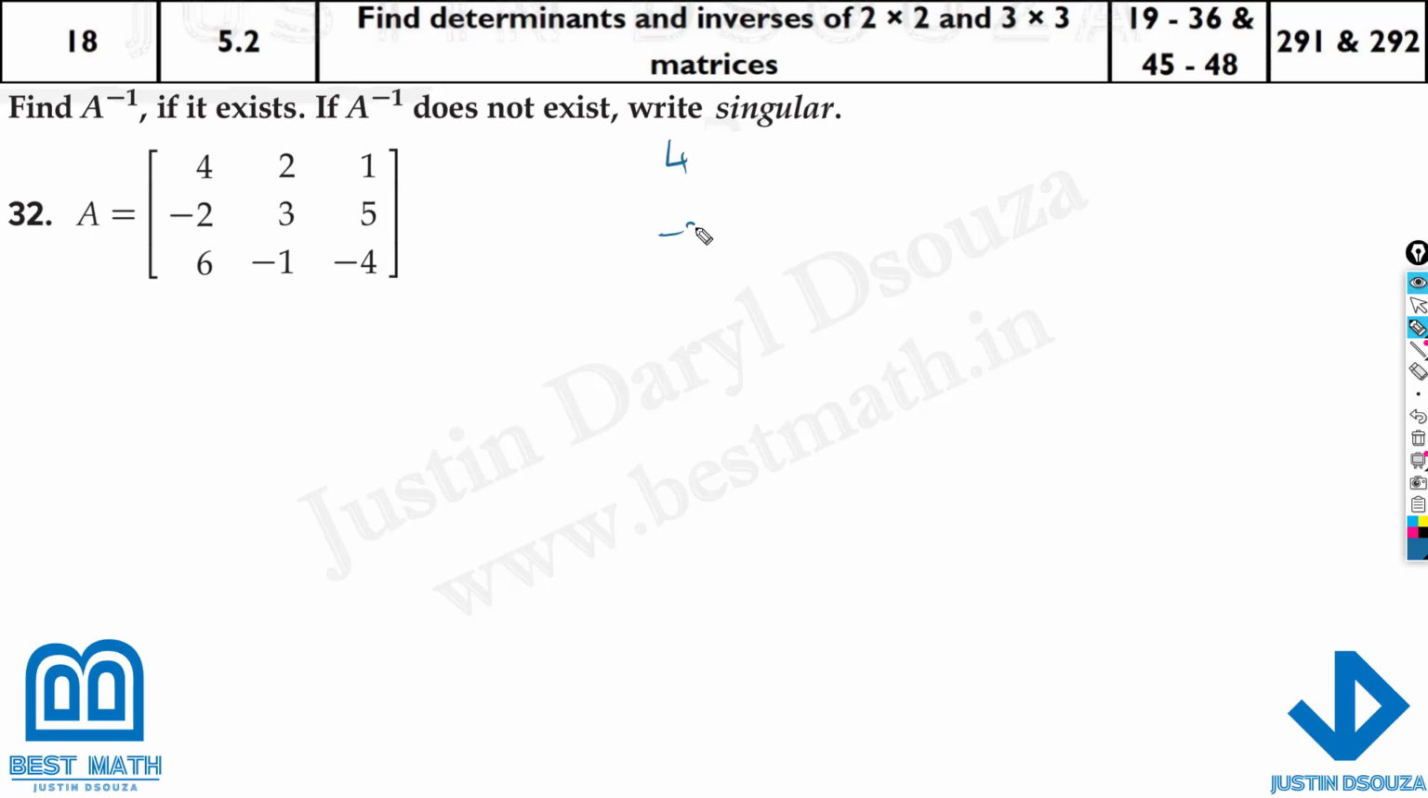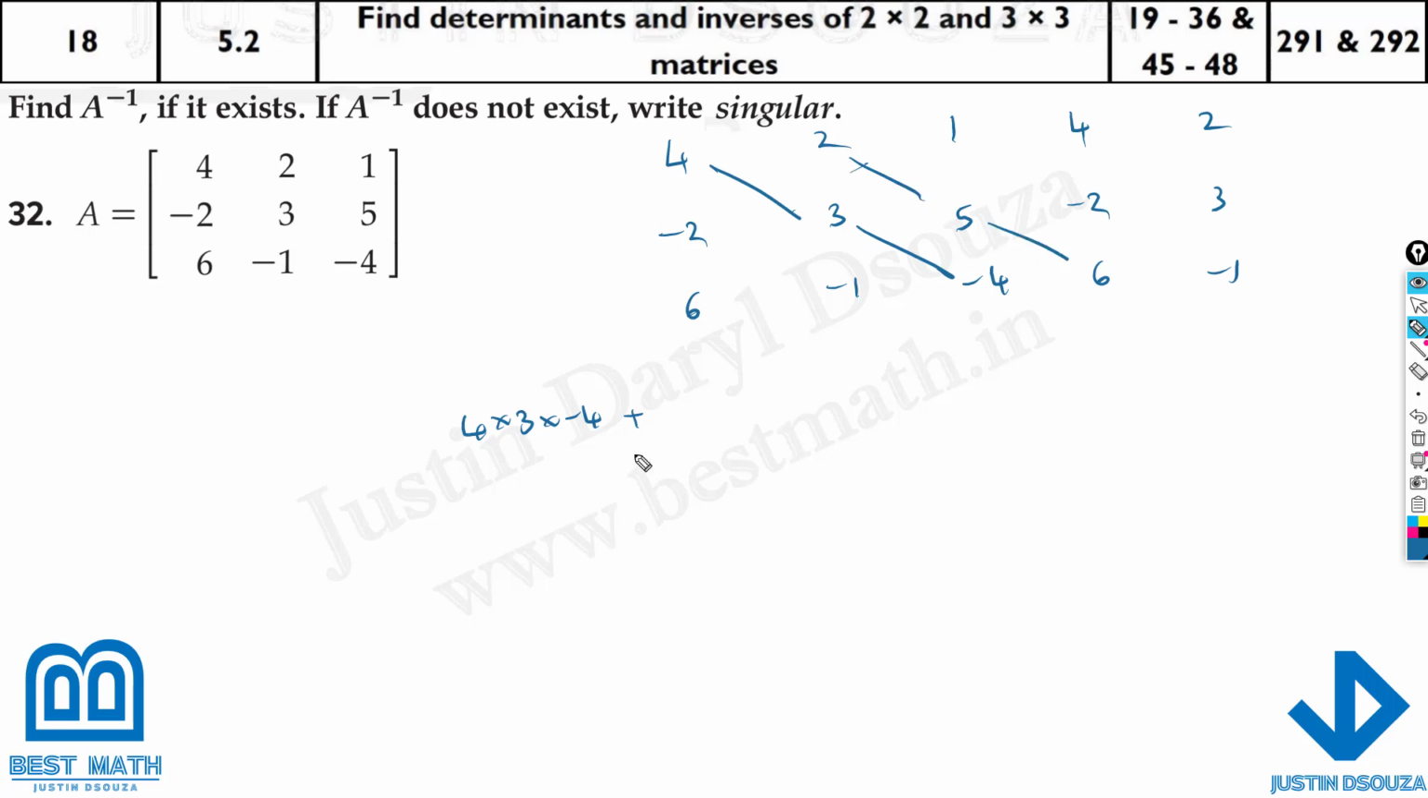Again, first write 4, -2, 6, 2, 3, -1, 1, 5, -4. You get again 4, -2, 6, and 2, 3, -1. So not down to up, it's up to down. 4 times 3 times -4 plus, you can directly write over here the multiplied answer instead of writing all the terms. 5 times 2 is 10, 10 times 6 is 60. So we will directly write 60 plus 2 times minus, oh yeah, it's 2 only, but minus and minus will be plus 2. Minus, what are the values here? Down to up. So always you start with up to down. Come from here to down, then down to up.